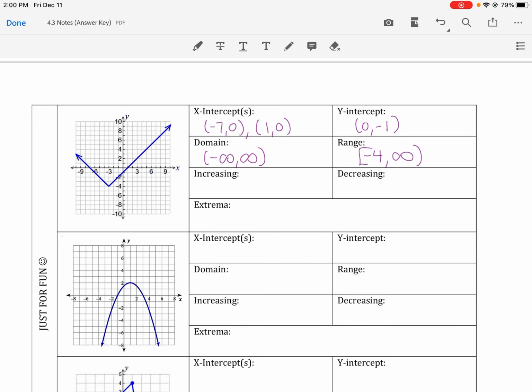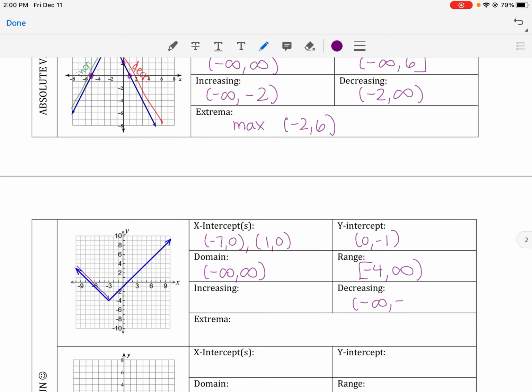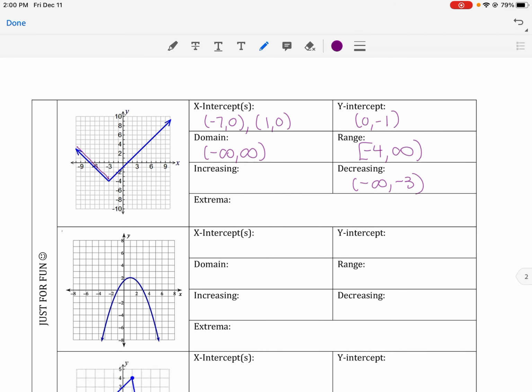Okay, as we look at increasing and decreasing, we'll notice the first part as we go left to right is going down, so that's your decreasing interval. On the left it's -infinity up until the x value of -3. And then starting at -3, it turns around, right? And it goes up, and it keeps going up and up and up. So it's increasing, so that's to infinity. In this case, your extrema is a minimum. There's a low point, and that is at the point (-3, -4).